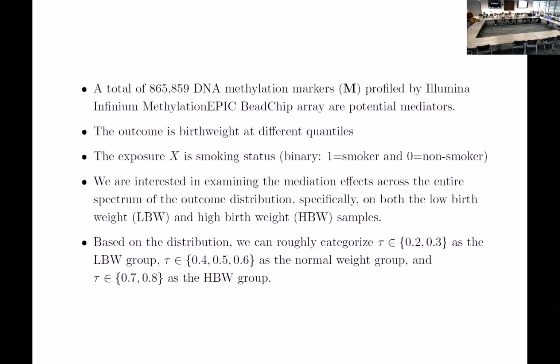In this epigenetic study, we profile 865,000 DNA methylation markers and use them as potential mediators. The outcome is birth weight at different quantiles, and the exposure X is smoking status, which is binary: 1 is smoker and 0 is non-smoker. We are interested in examining the mediation effect across the entire spectrum of the outcome distribution, specifically on low birth weight and high birth weight samples. By low birth weight, we mean tau equals the quantiles 0.2 and 0.3, and high birth weight is tau equals 0.7 and 0.8. Tau equals 0.4, 0.5, 0.6 is the normal weight group.